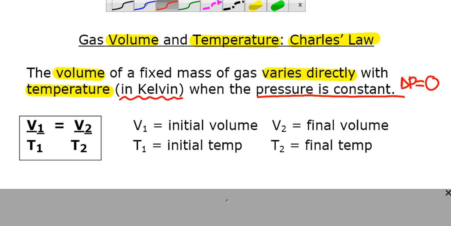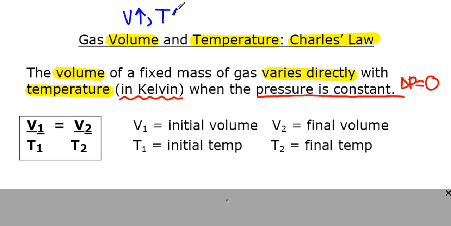So what does this mean in terms of the law? If you see a direct relationship, as the volume increases, the temperature of the gas will increase, or as the volume decreases, the temperature will also decrease. That's what a direct relationship means.